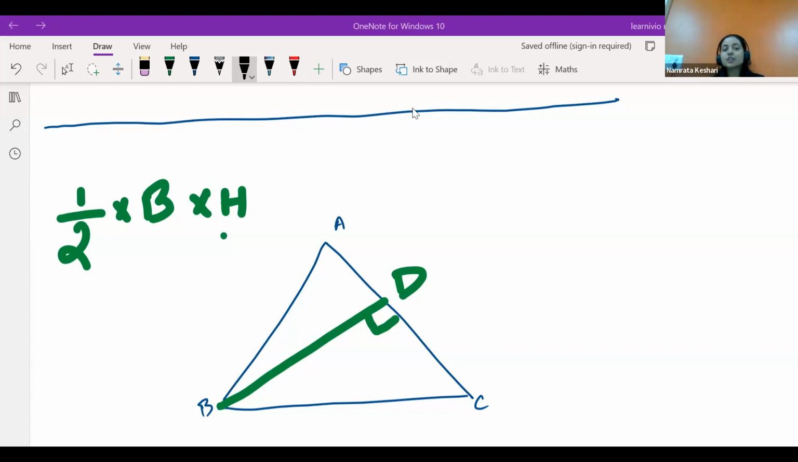I was telling you which one is the base and which one is the height. Height means a perpendicular. So BD is the height over here.